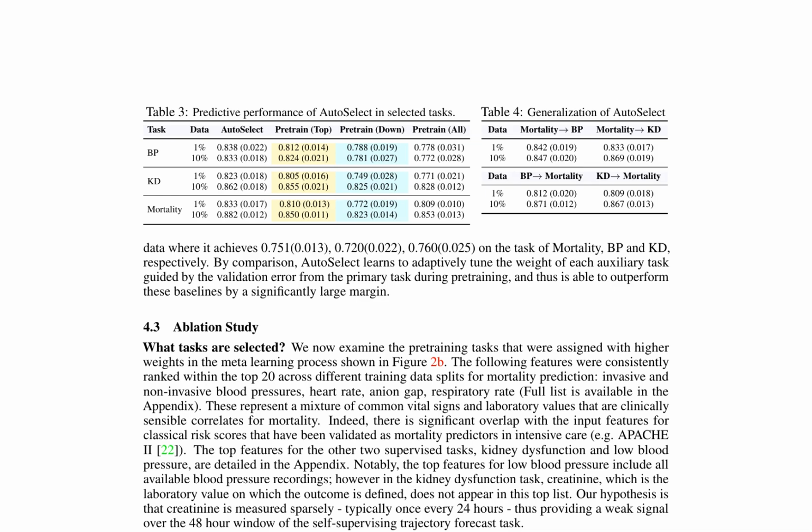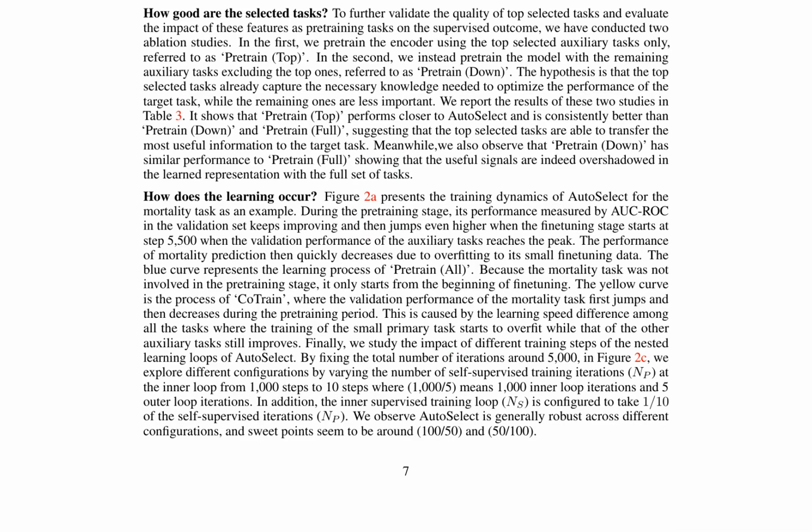The generalization of AutoSelect across different tasks is demonstrated in Table 4, with mortality → BP and mortality → KD achieving high AUC-ROC scores. To understand the learning dynamics of AutoSelect, Figure 2a illustrates the training process for the mortality task, showing that AutoSelect's performance improves significantly during the pre-training stage and continues to improve at the beginning of the fine-tuning stage. In contrast, pre-train all does not start improving until the fine-tuning stage, and Mottram exhibits a more complex learning curve due to differences in learning speed among tasks.